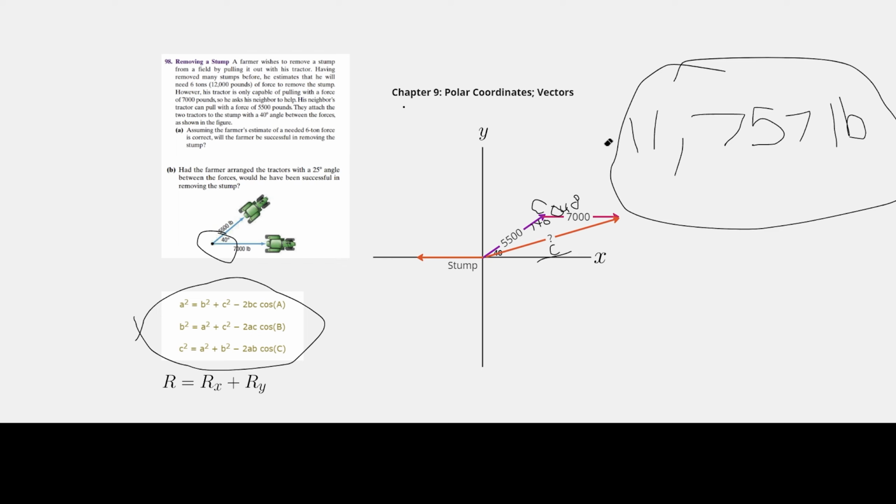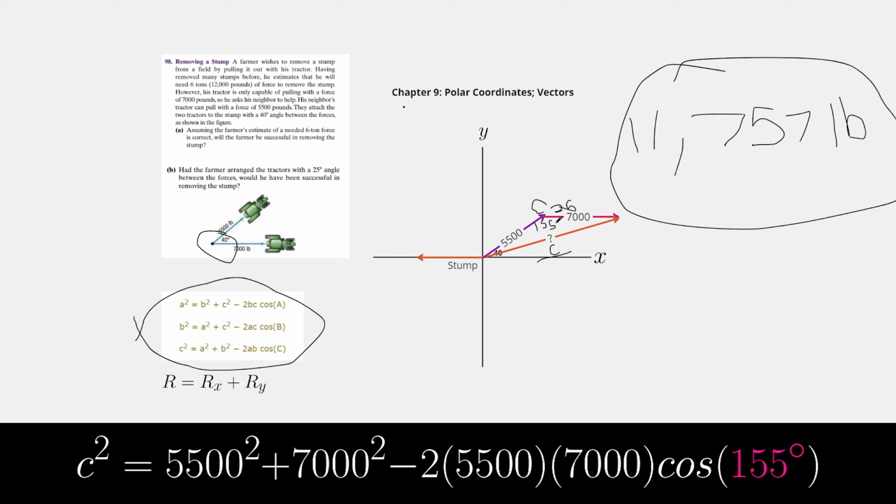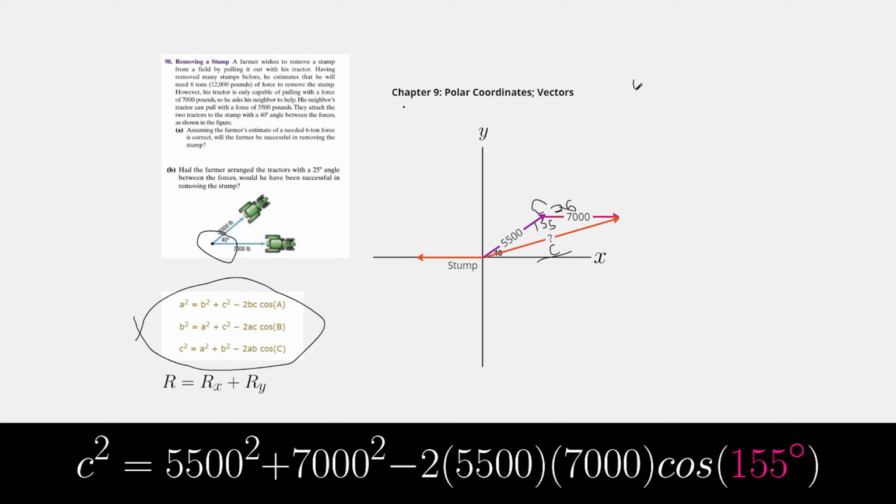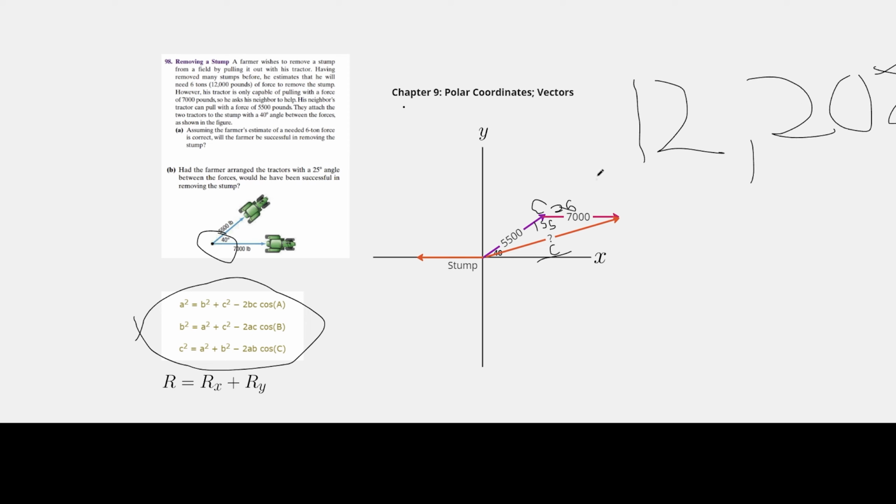And for part B, this is how the farmer arranged the tractors, with a 25-degree angle. Would this have been successful in removing the stump? Since we're working with 25 degrees instead of 40 degrees, we can already tell that the value is going to be more than what we just got for part A. All we have to do now is change 40 degrees here to 25 degrees, subtract that from 180, which would give you 155 degrees, and do the same thing, plugging the answers back into the law of cosines formula. By doing that, you should get 12,208, which means part B is successful.